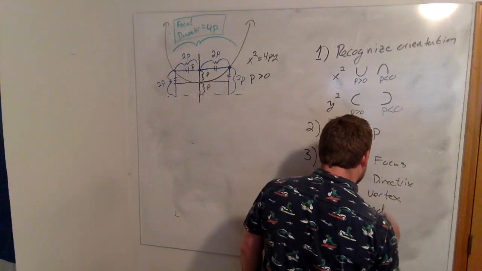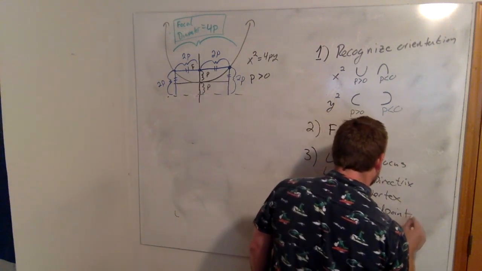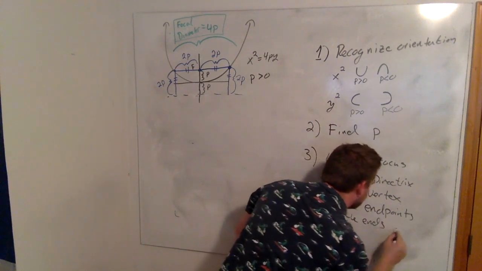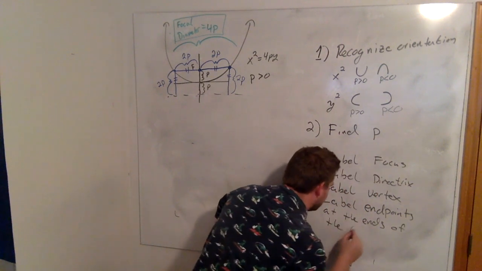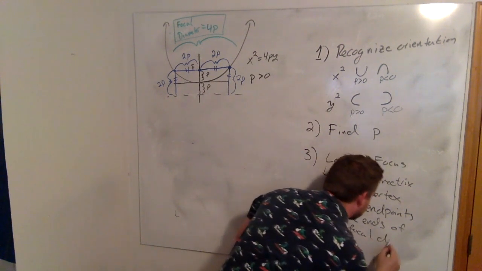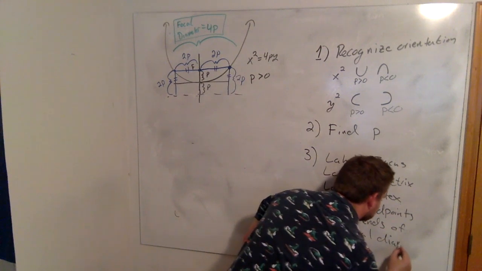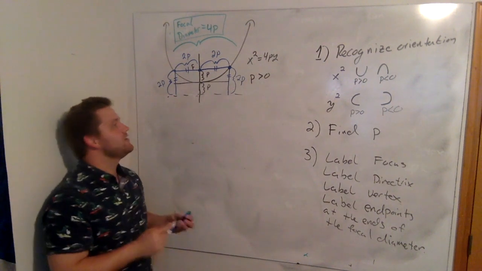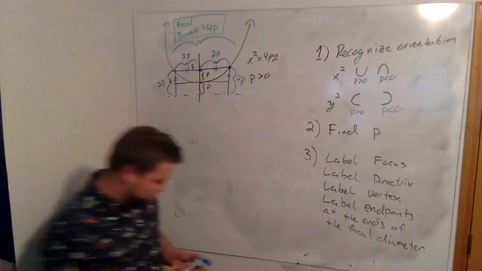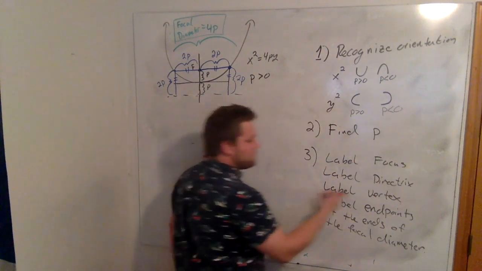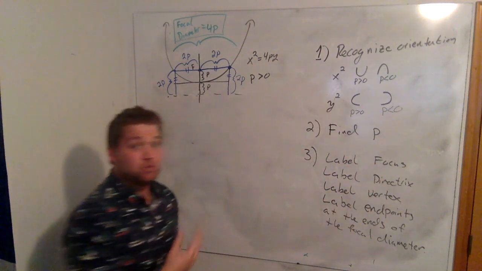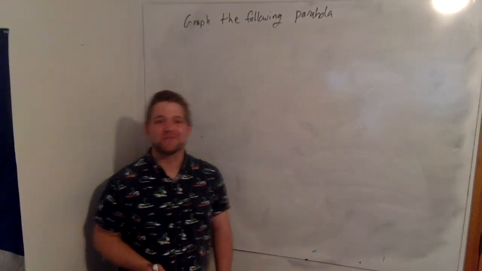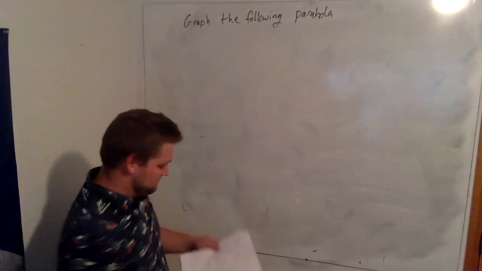Label endpoints at the ends of the focal diameter. Okay, so this is what we need to be able to graph a parabola when it's written in its geometric form. Soon, when we're labeling the vertex, we're actually going to move the vertex away from the origin. Okay, let's do some examples of graphing parabolas when they're in their geometric form.